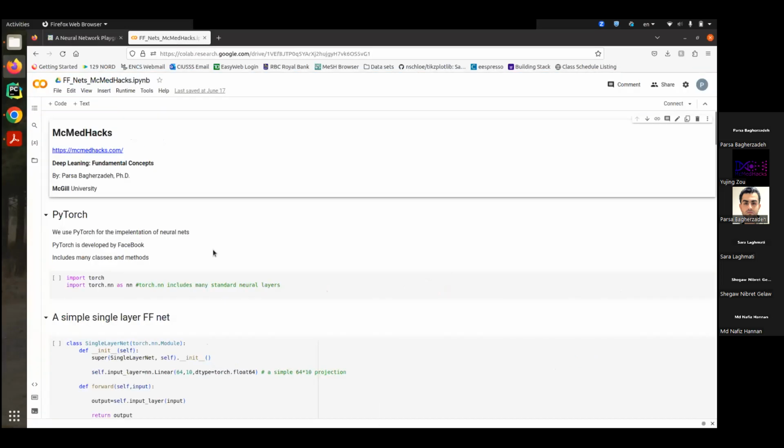So now let's talk about the implementation. For the implementation of this simple network, I'm using PyTorch. PyTorch is developed by Facebook, which is a deep learning library. It's a very convenient and easy to use library for research purposes. Other deep learning libraries also include, for instance, JAX and TensorFlow and so on. But for our purpose, we are using PyTorch.